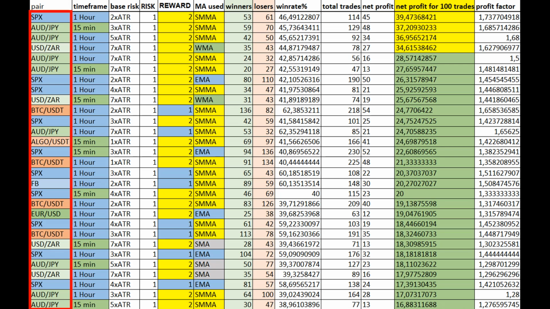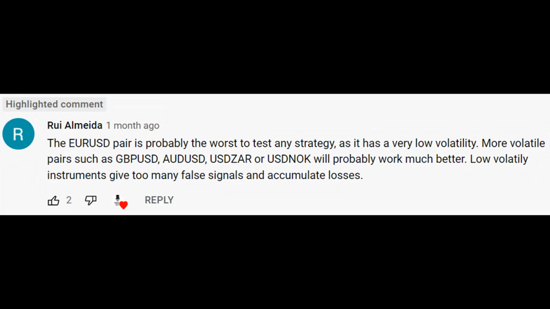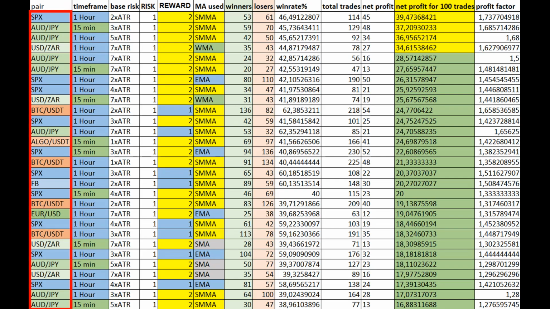In the comment section of one of our videos, I read that the major EUR/USD pair is one of the worst pairs to use for trading, as this is the pair with the biggest volume and mainly traded by banks and big institutions. This usually comes with more manipulations. So that's why I added a minor pair with less trading volume, the AUD/JPY, and an exotic pair, the USD/ZAR, which has even less volume.